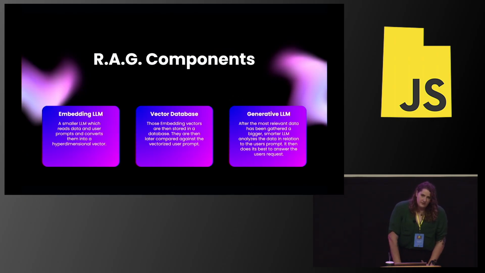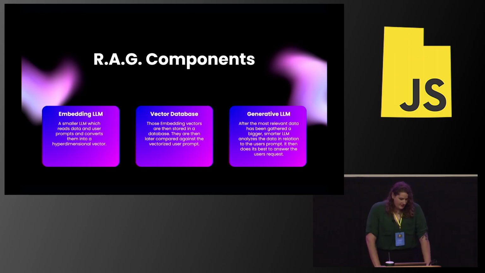All right, so let's break down Retrieval Augmented Generation into its parts. So you have the first part, which is the embedding LLM. These are usually a smaller, lighter weight LLM that's not really capable of much reasoning, but it is able to take in data and convert it into a hyperdimensional vector. We'll go over those a little bit later, but it's essentially a way of ingesting data like text, images, videos, whatever, into something that the AI can process and compare against.